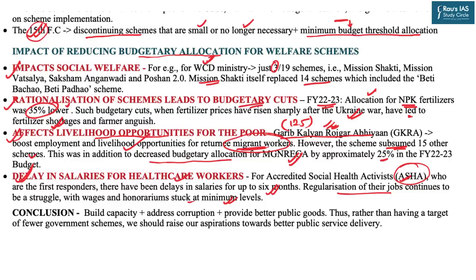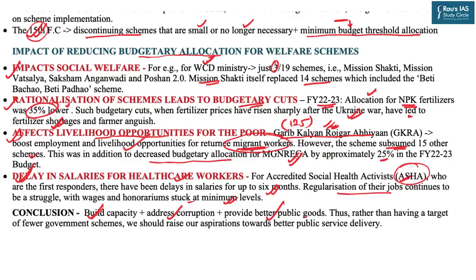So that is why this article says that government should differentiate between the cuts in the budgetary allocation and the true rationalization of various welfare schemes. And therefore, it says that government should focus on building human capacity, address the issues of corruption, leakages, inclusion and exclusion error for various schemes, and provide better public goods. So the focus should not be on reducing the various schemes, but to efficiently manage various welfare schemes in order to provide the public goods.